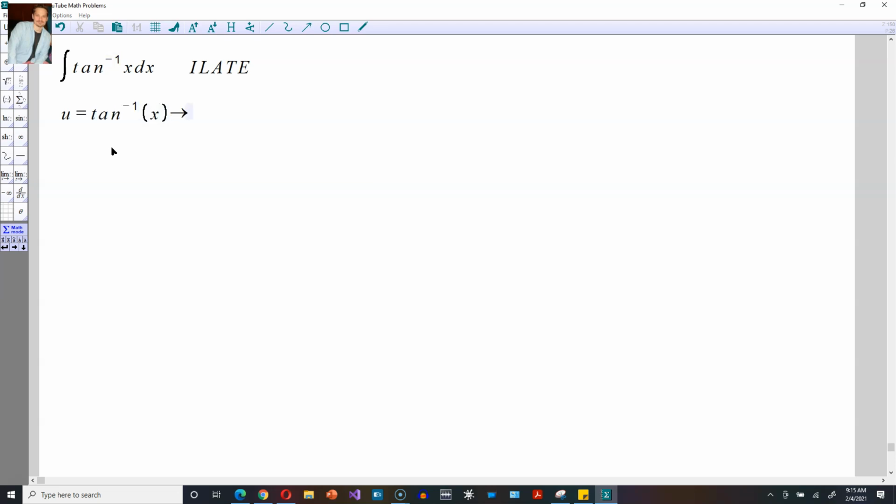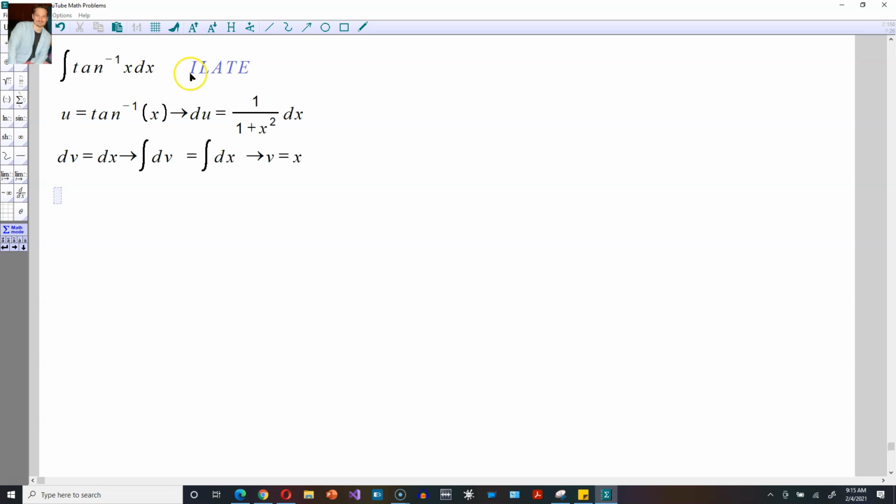Then you differentiate both sides, and when you do that, you're going to have that du is equal to 1 over 1 plus x squared, and then dx. That also tells you that dv has to be equal here to dx. And then you anti-differentiate both sides, and when you carry that out, it's going to tell you that v is equal to x. And then you apply the formula.